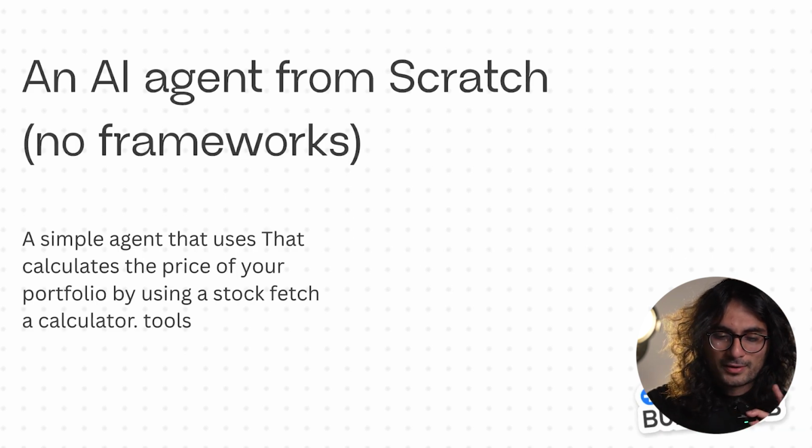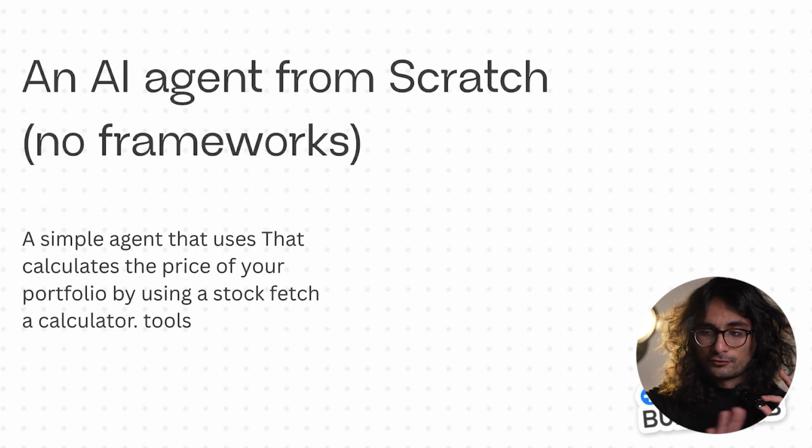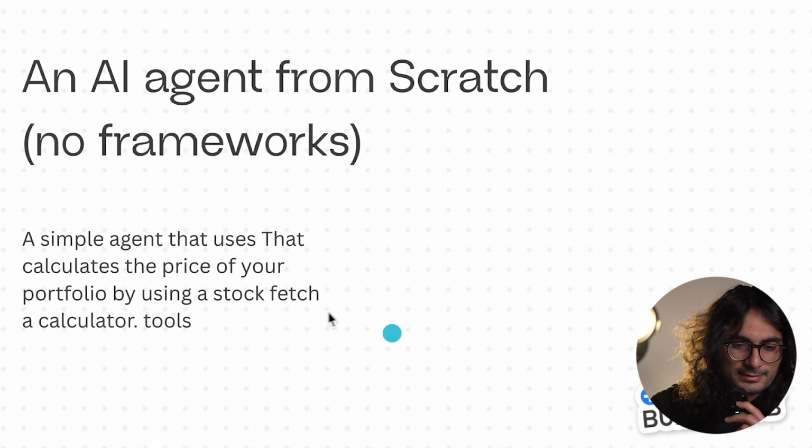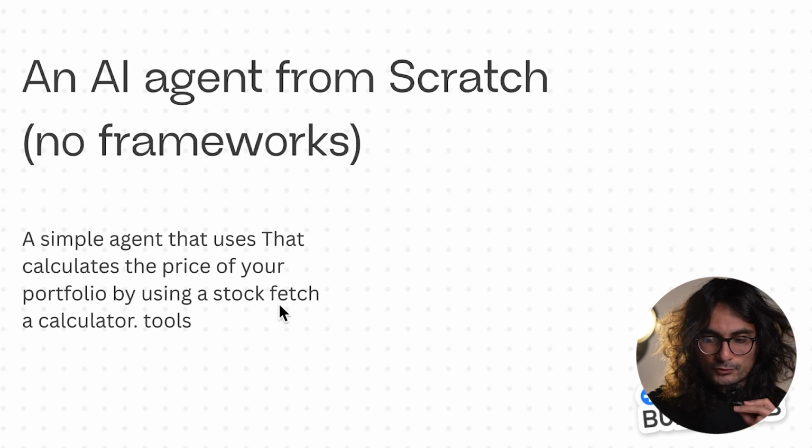So now we're going to build an AI agent from scratch, no frameworks, just plain Python and an LLM. That will speak volumes to whether we should use an orchestration platform and why it's necessary. This is an agent that calculates the price of your stock portfolio using a stock fetch tool and a calculator. So let's go to our Windsurf and do that.